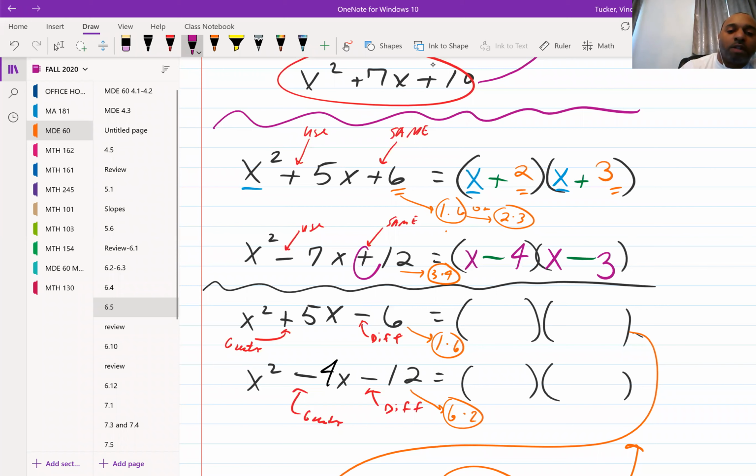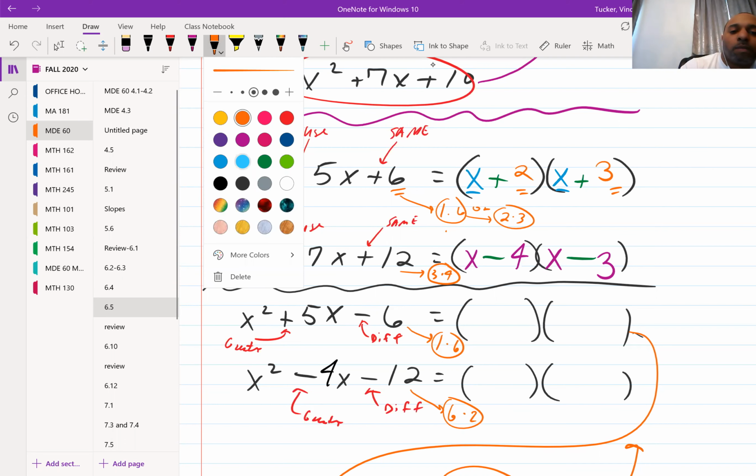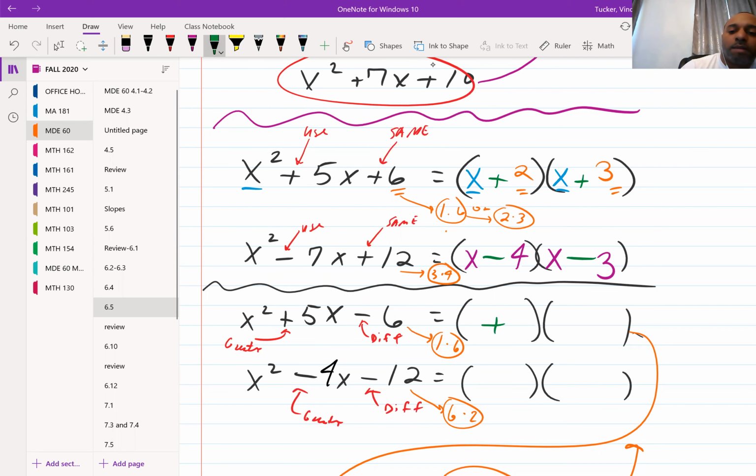Remember before, if our signs were positive, that means they were going to be the same. This time, our minus sign in the back will let us know that they'll be different. And then this plus sign means that it would be the greater of the two. So I'm going to do plus and minus. Signs should be different.